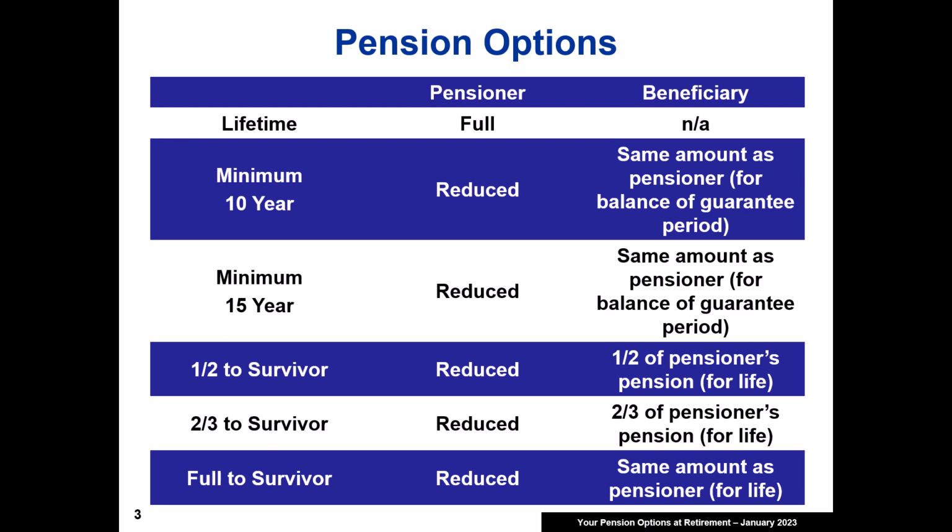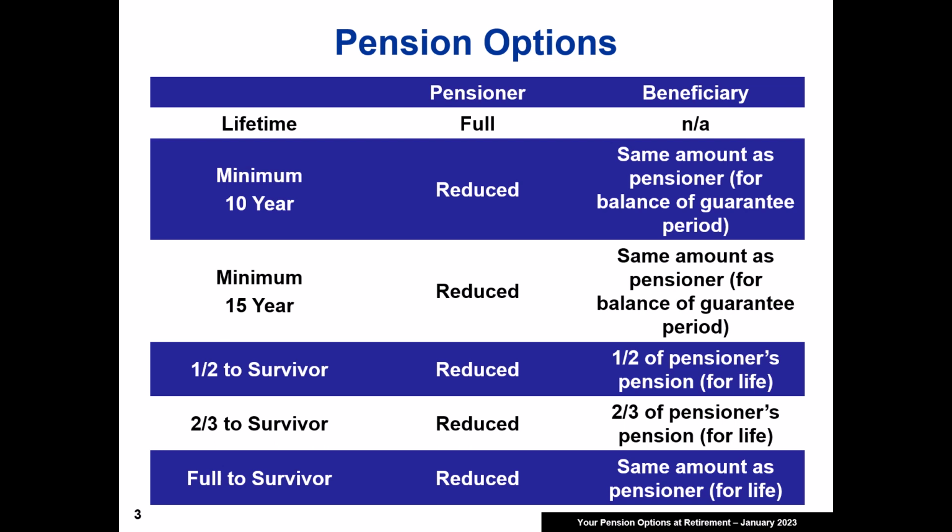Full to survivor, member receives a reduced pension. Upon the member's death, their spouse continues to receive the exact same amount the member was receiving. This option has the highest cost to it and is the lowest payment amount to the member, as it provides the highest amount payable to the spouse or partner.